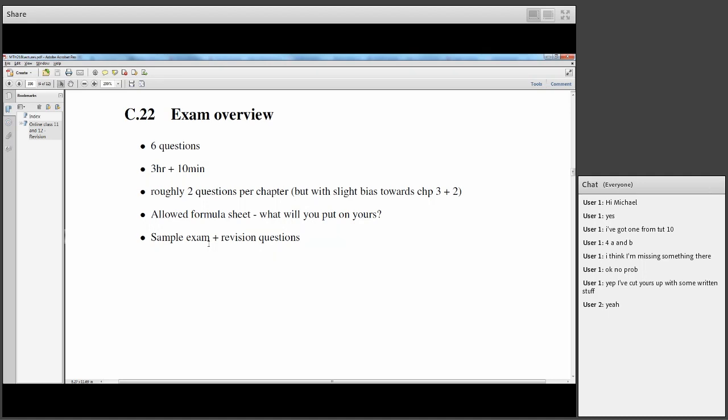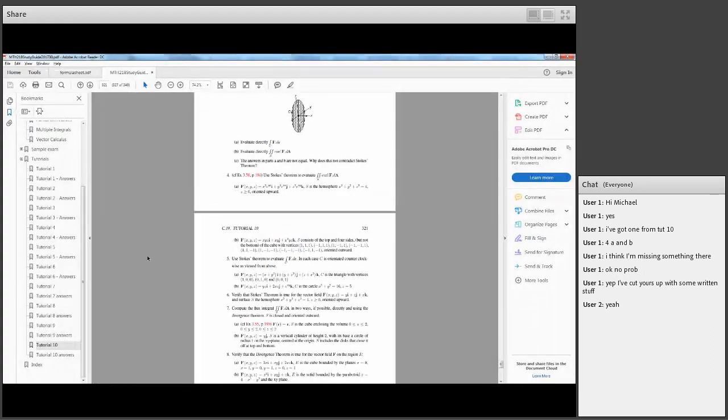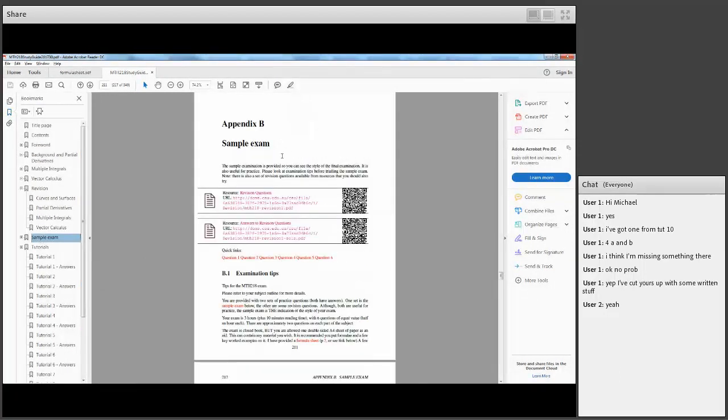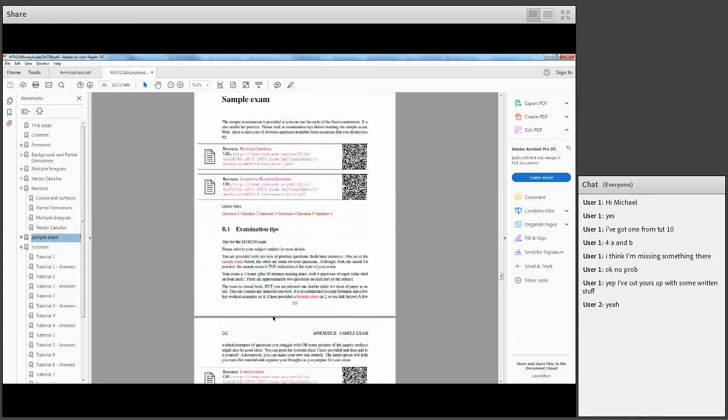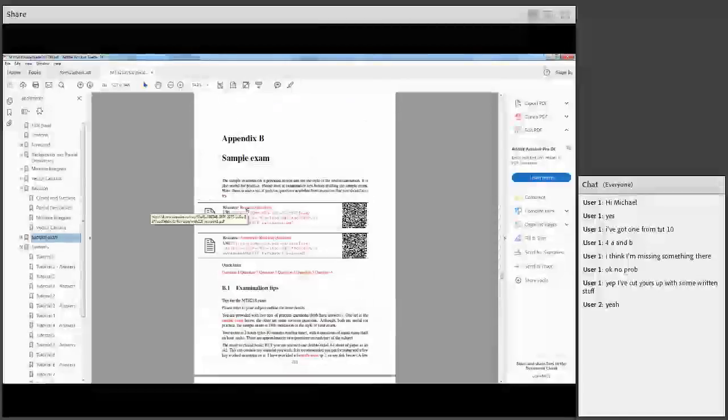In addition to that, there are some groups of revision questions and some solutions. So one set from memory. Again, the link is available in the study guide if you need it. Just proof of concept: if you go to the sample exam section, you can see, apart from all the questions here, at the top there are links to some revision questions and some answers for them as well. And so you can use those for extra practice as you need to.